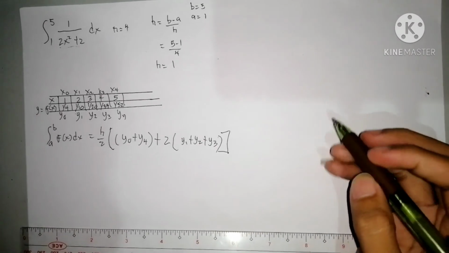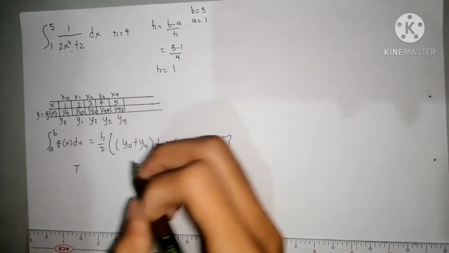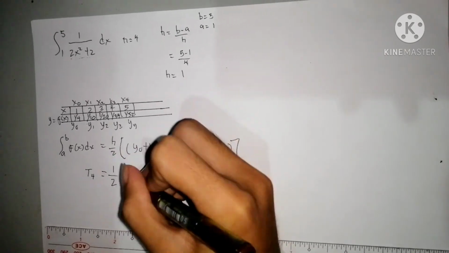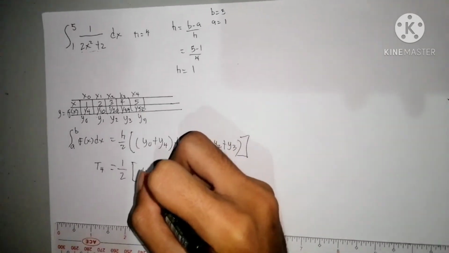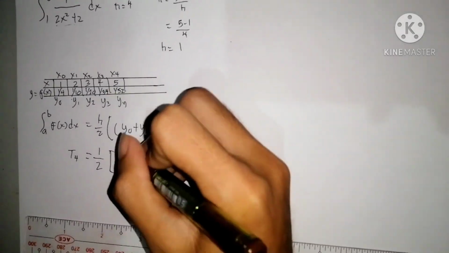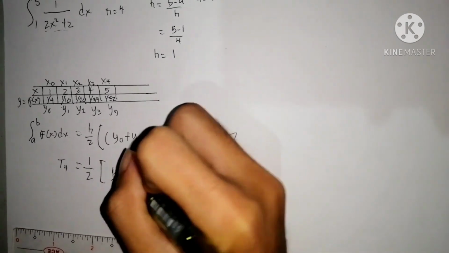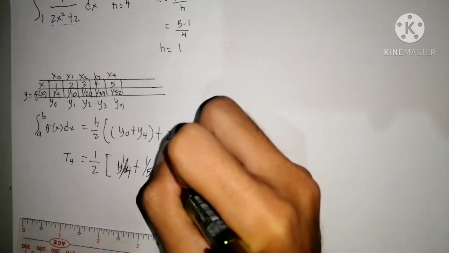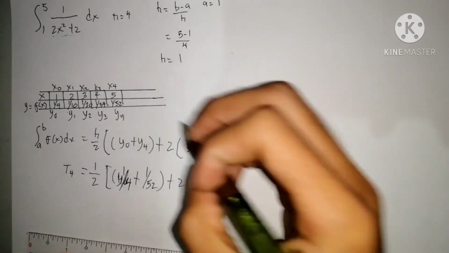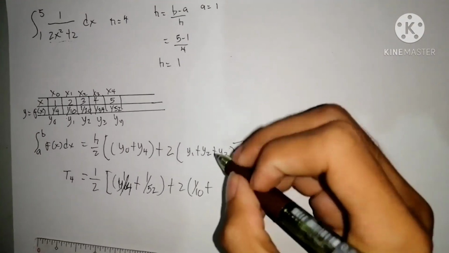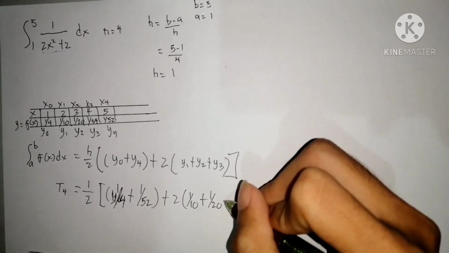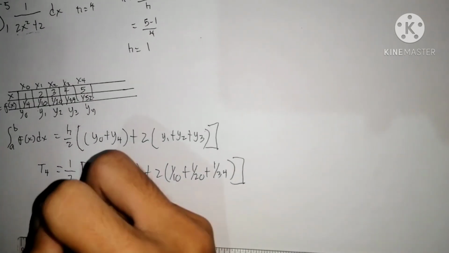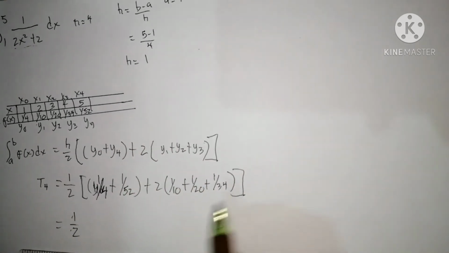Then we need to substitute. Now we have T of 4, trapezoidal 4, we have h, our h is 1 over 2, then y sub 0 is 1 over 4 plus y sub 4 is 1 over 52, plus 2 times y sub 1, which is 1 over 10, plus y sub 2, 1 over 20, then y sub 3 is 1 over 34. Then calculate the value here.